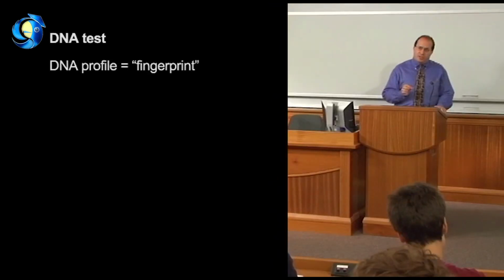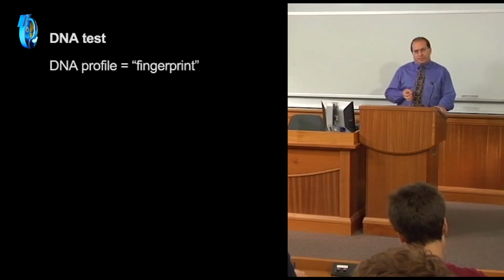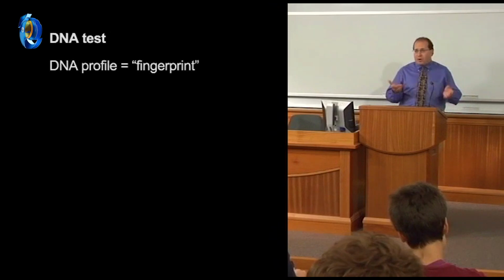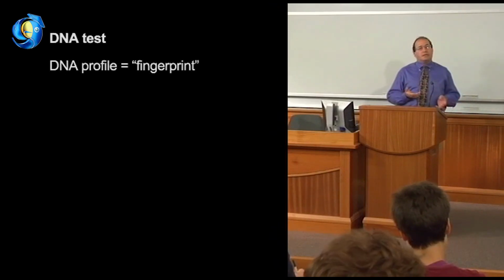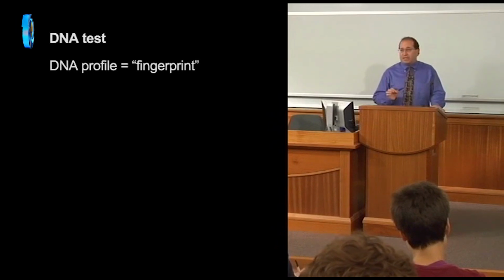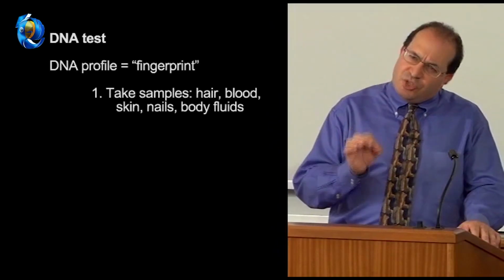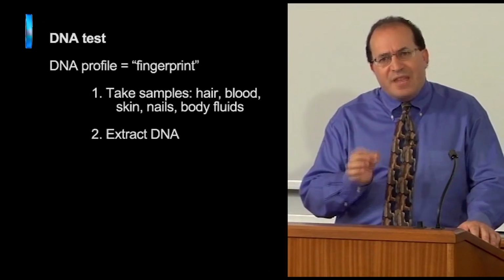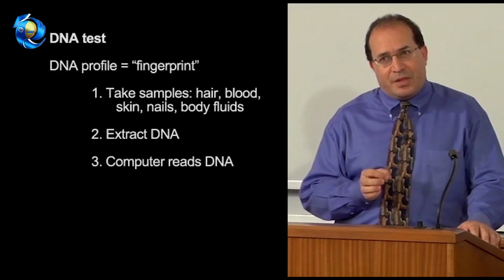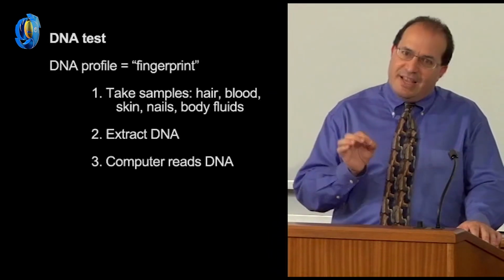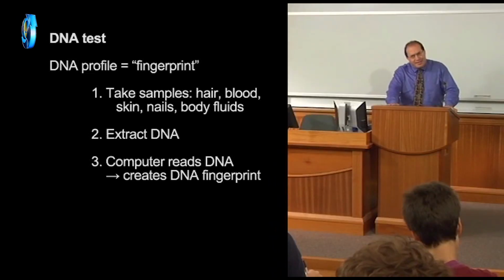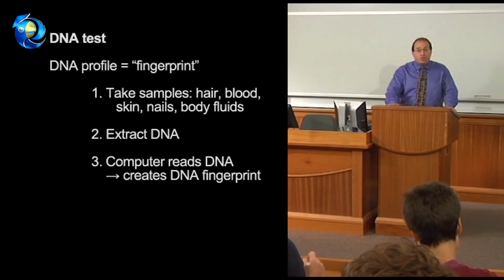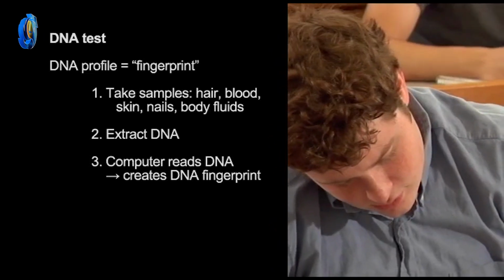Scientists create a DNA profile, also called a DNA fingerprint. To do this, they need DNA from the person. They take samples from different parts of the body, like hair, blood, skin, fingernails, and body fluids. Next, they extract the DNA from the cells in these samples. Then, they read the DNA with a computer. They use the data to create the DNA fingerprint. Statistically, it's very unlikely that any two people will have identical fingerprints.